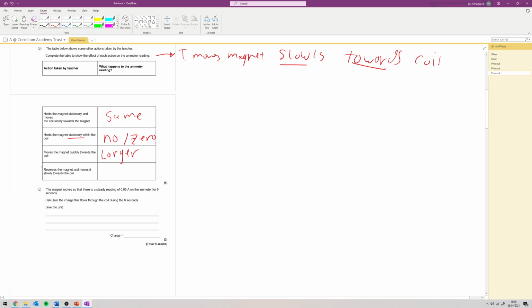And if he reverses the magnet and moves it towards the coil, so we're still going towards the coil slowly, which is what he did before, right? Slowly towards the coil, but this time the magnet is the opposite direction. So let's say it's the same size on the ammeter, sorry, it's an ammeter in this question, not a voltmeter. So the reading will be the same size, but negative, or opposite, I'm going to say, just to be safe. But opposite direction.